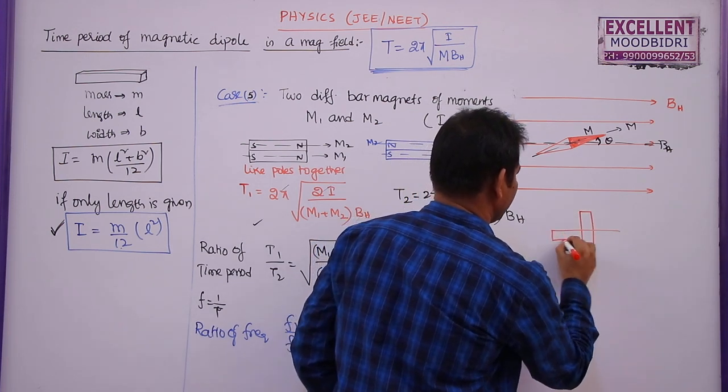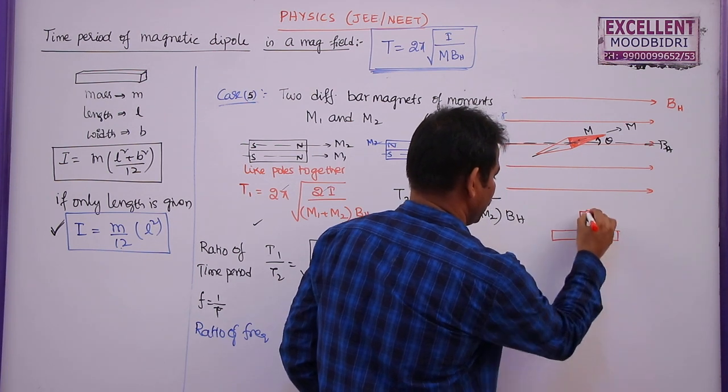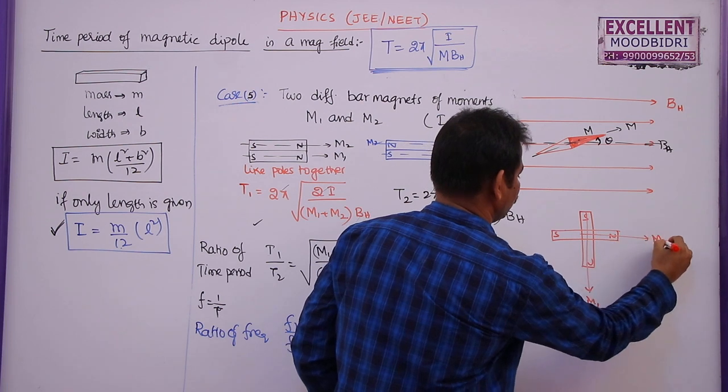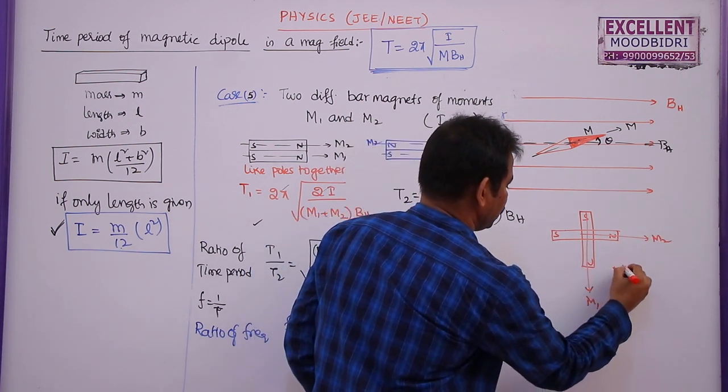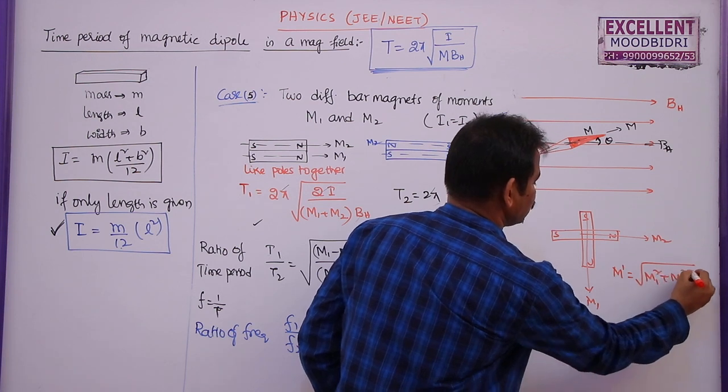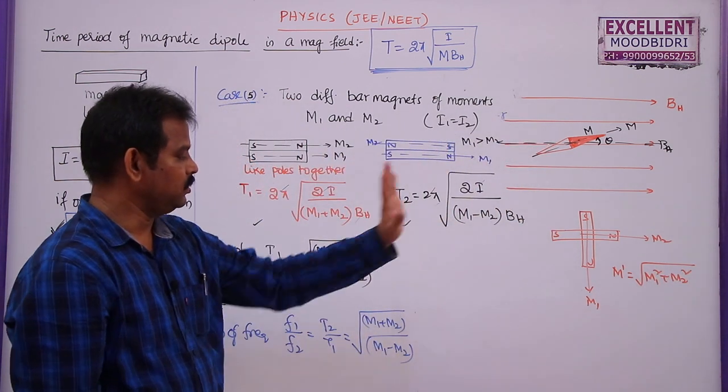This is the second bar magnet. This is south north, this is M1, this is south north, this is M2. So the resultant magnetic moment in this case is going to be root over M1 square plus M2 square plus 2 M1 M2 cos 90°.